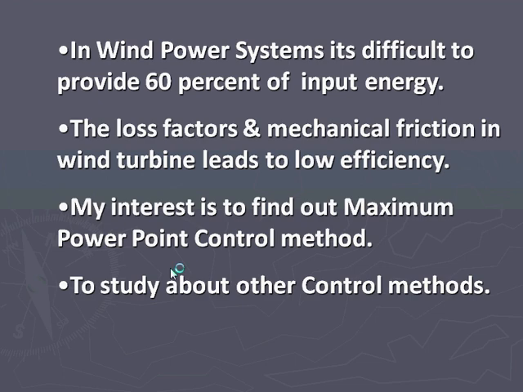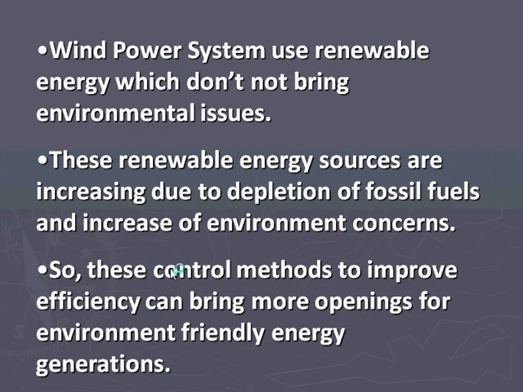In wind power systems, it is difficult to provide 60% of input energy. The loss factors in mechanical. So it's not entirely efficient. He wants maximum PowerPoint control method. What could that mean? Maybe points the windmill at the thing. You can't run it at full power, you'll damage it. That makes sense. So that's kind of what I guess.